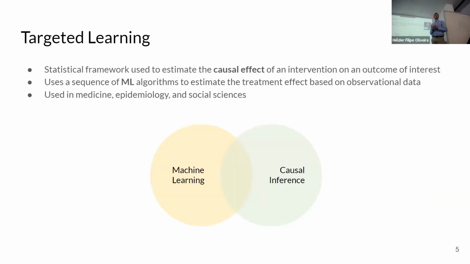So what is targeted learning? It's basically a mix of machine learning with causal inference. Instead of setting assumptions on the data and saying that the data is normally distributed, they use machine learning algorithms to model the data and its distribution so that you don't have to take these assumptions up front. This is used in medicine, epidemiology, and social sciences, but not as much as we would expect. And I'll try to share a bit more about the methodology in this presentation.